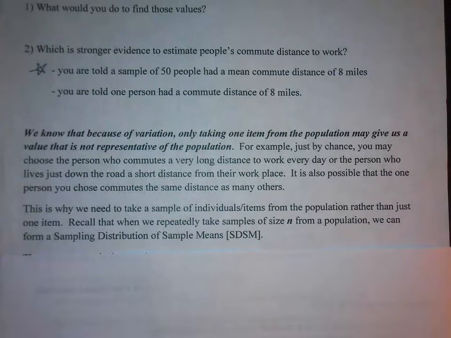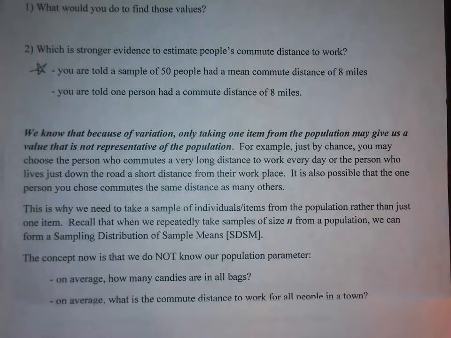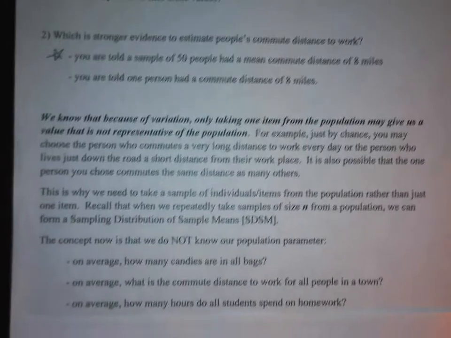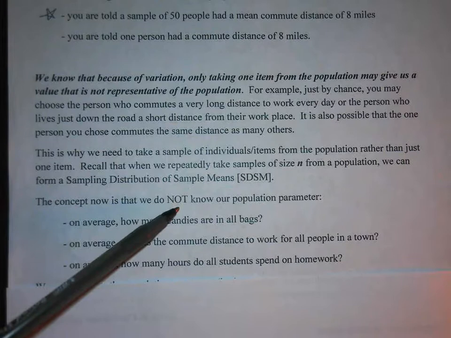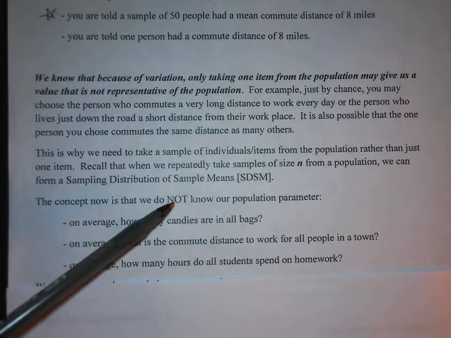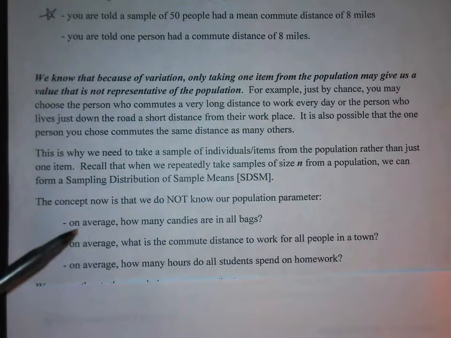one item or individual. Recall that when we repeatedly take samples of size n from a population, we can form a sampling distribution of sample means, the SDSM. So the concept is that we do not know our population parameter. Okay, so now the whole idea with confidence intervals is going to be that we do not know what the population parameter is. So on average, how many candies are in all bags?